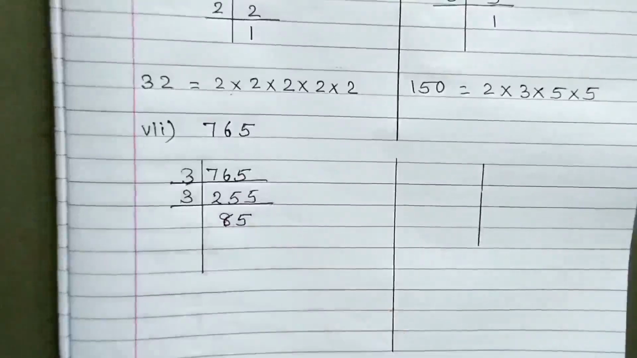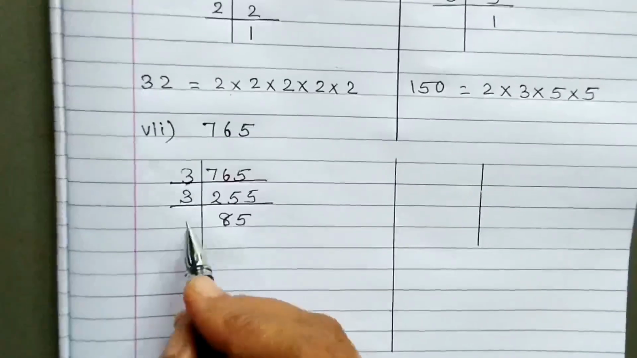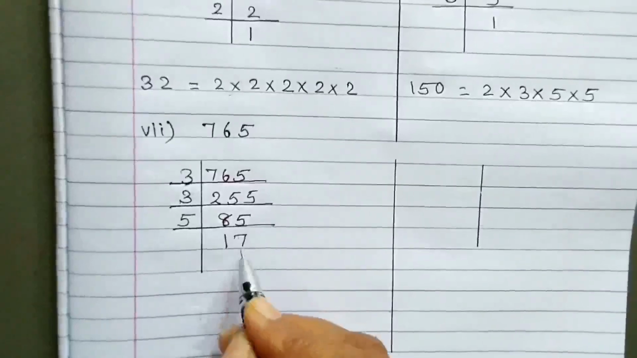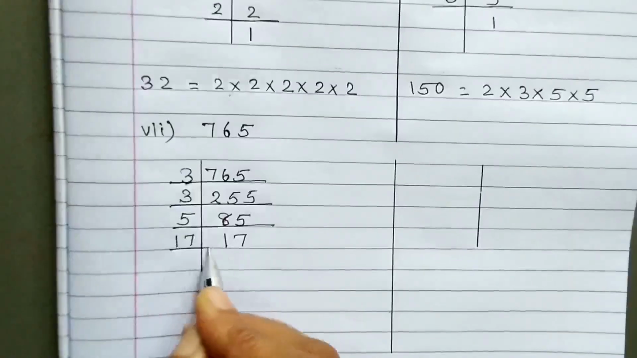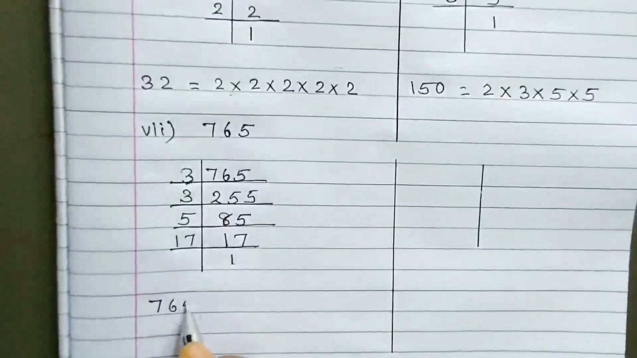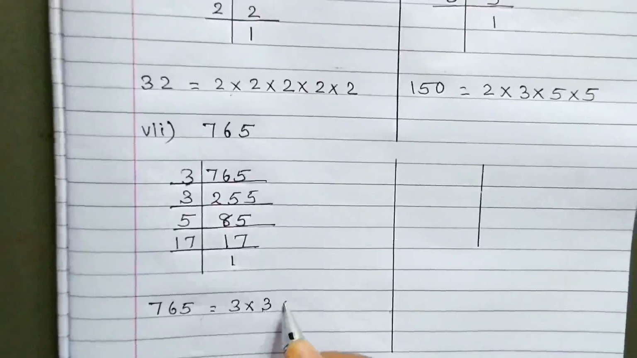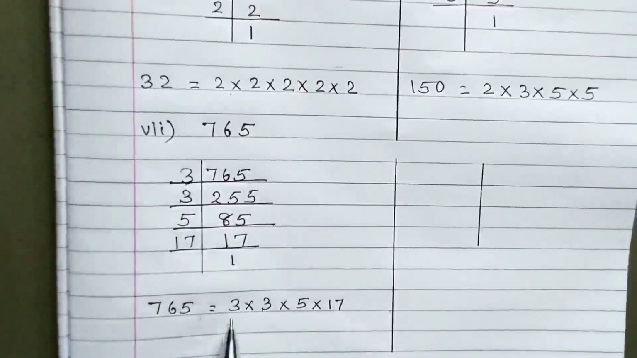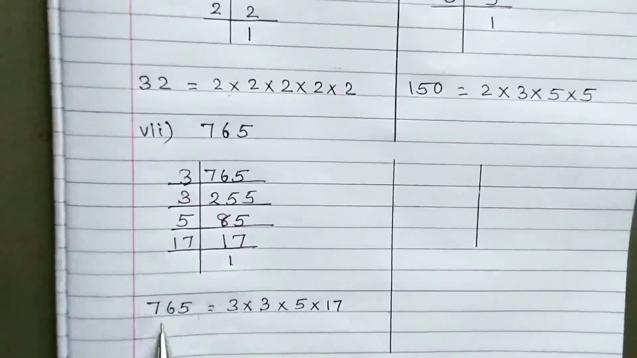You will get 85. Now this number is not divisible by 3. So we try the next prime number, that is 5. 5 how many times is 85? 5 17 times are 85. Now 17 is again a prime number, so you divide by 17. So how will you write 765? 765 can be written as 3 multiplied by 3 multiplied by 5 multiplied by 17. All these numbers are prime numbers. These are the prime factors of 765.